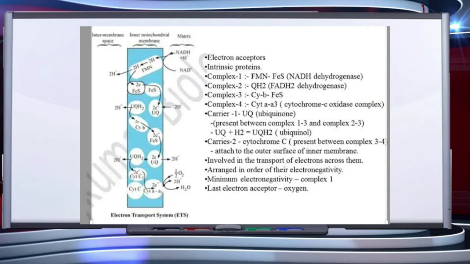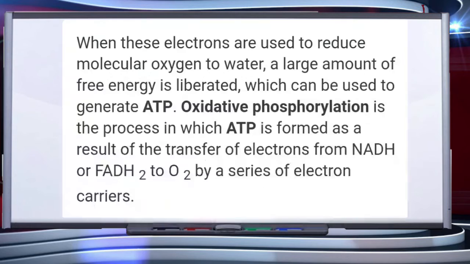When the electrons are shunted over the carriers via complexes 1, 2, 3 and 4, as shown in the diagram in the slide, in the electron transport chain, they are coupled to ATP synthase for the formation of ATP from ADP and inorganic phosphate. Oxygen functions as the terminal acceptor of the electrons and is reduced to water along with the hydrogen atoms. The electrons, as they move through the electron transport system, release enough energy that is trapped to synthesize ATP. This is called oxidative phosphorylation.